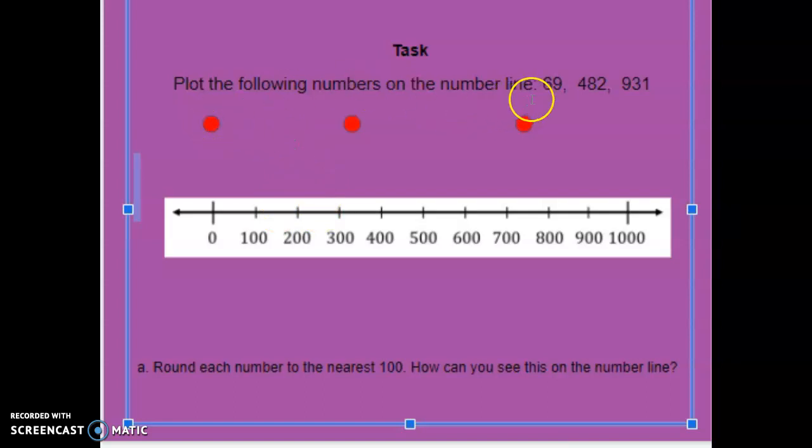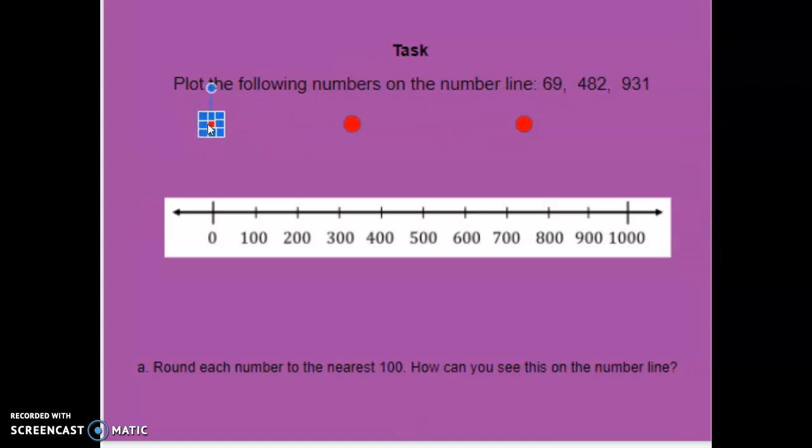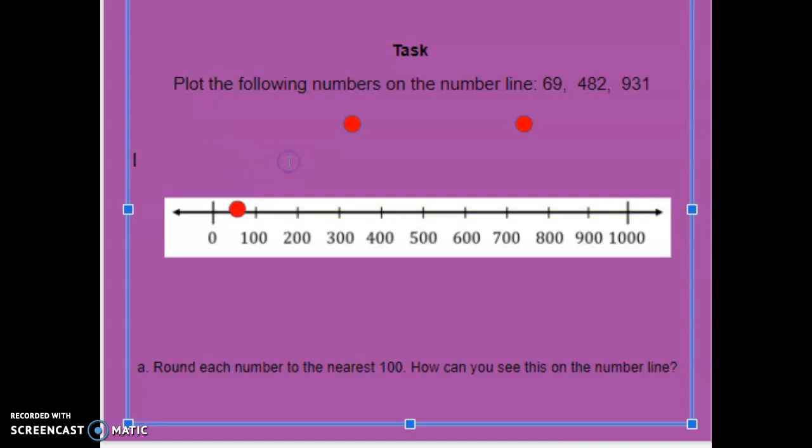So the first number that we have is 69. I'm going to come up here and grab this red dot, and I'm going to pull that dot down to, I know that it's not less than 50, but just a little bit greater. So I'm going to place that number on the number line down here. So it's a little bit more than half.